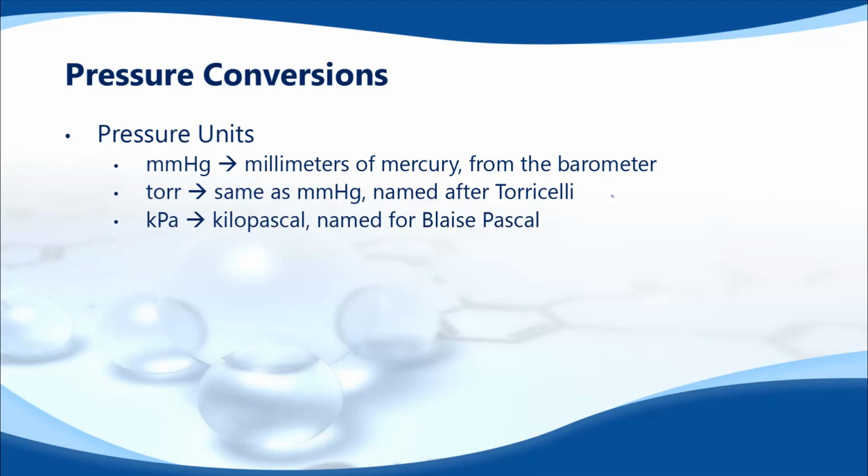The kilopascal is named after a physicist, Blaise Pascal. PSI is the American unit because, of course, we have to be different. We can't use an SI unit. We have to use our traditional unit, so the pound per square inch. Right, the pound is a unit of force, the square inch is a unit of area, so force divided by area gives us our pressure.